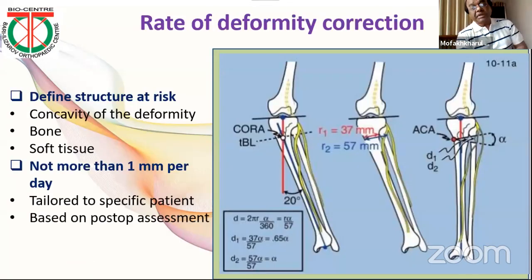Rate of deformity correction, structure at risk, concavity of the deformity correction. You have to think about the bone and soft tissue, not more than 1 millimeter per day. Tailored to a specific patient based on post-operative assessment, you have to do everything.